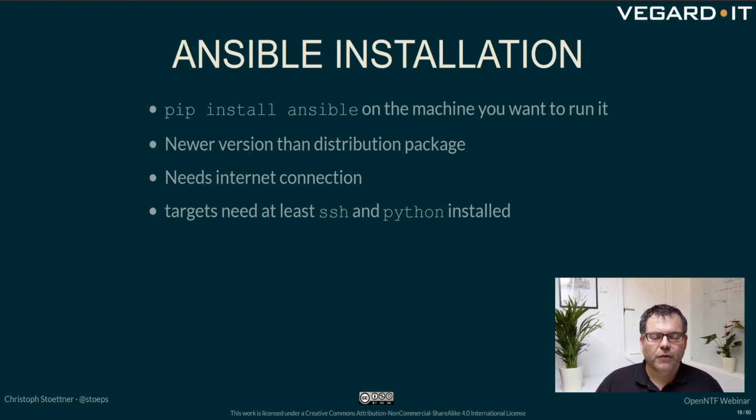For the installation, you need an internet connection. That's not always possible at the customer side. So we need to use an SSH jump host. We have to use proxy servers. Sometimes servers can't connect to the internet. So it's sometimes not that easy. And the target servers which we want to use for installing just need SSH and Python. That's all. The rest we can deploy with Ansible on the first run.